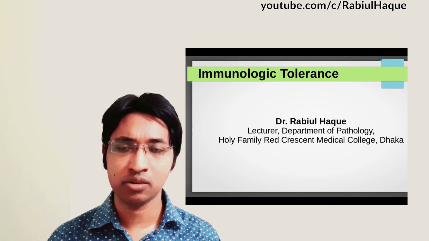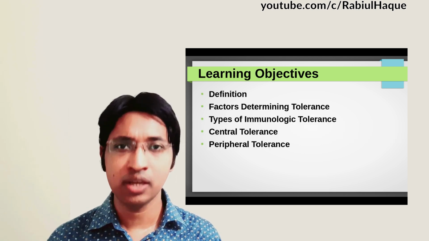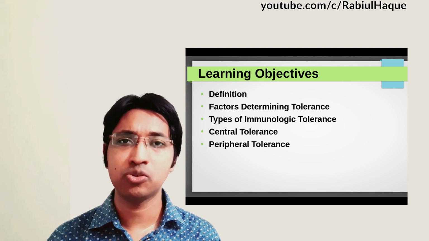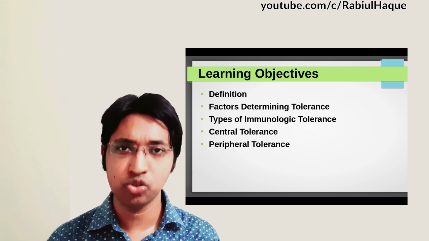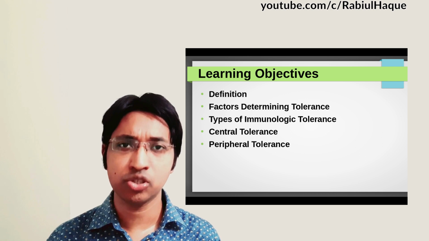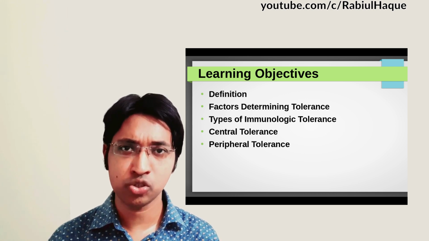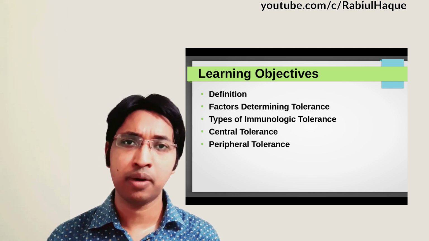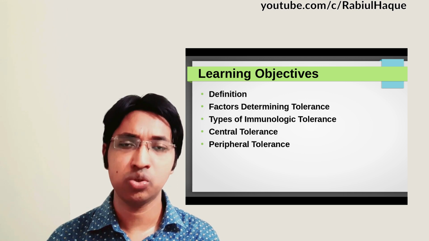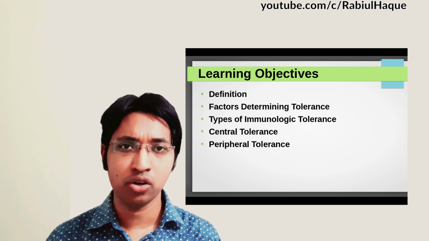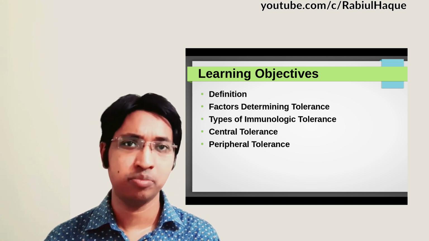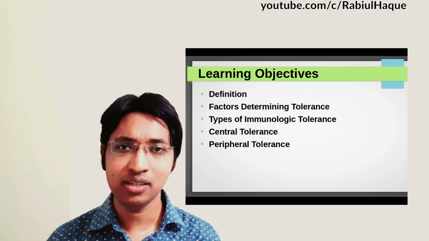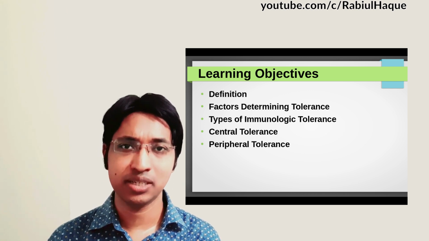Today's topic is on immunologic tolerance. In this lecture, we will learn about the definition of immunologic tolerance, the factors determining immunologic tolerance, and we will also talk about the types of tolerance that will include discussion on central tolerance and peripheral tolerance. Okay, a lot of topics, so let's begin.